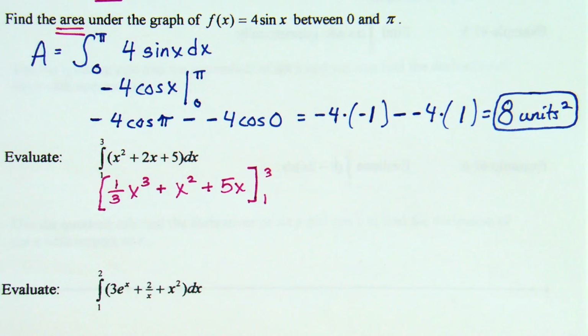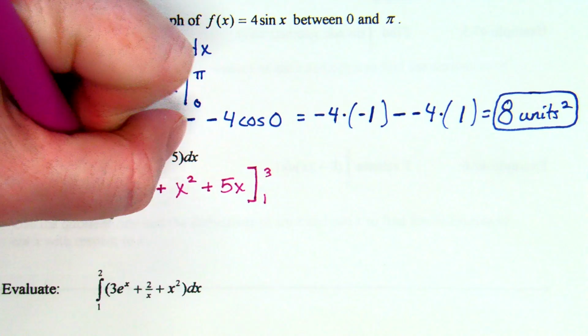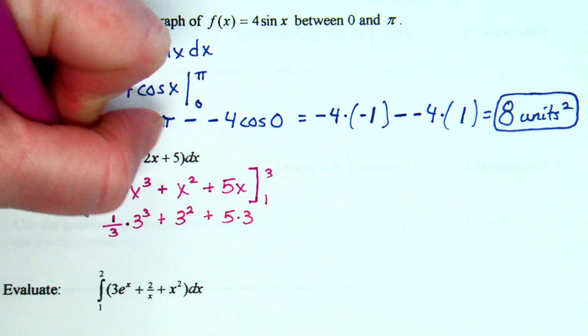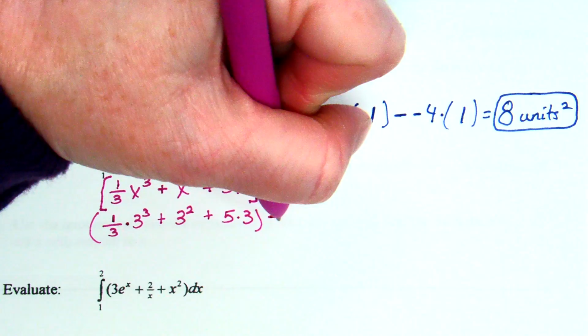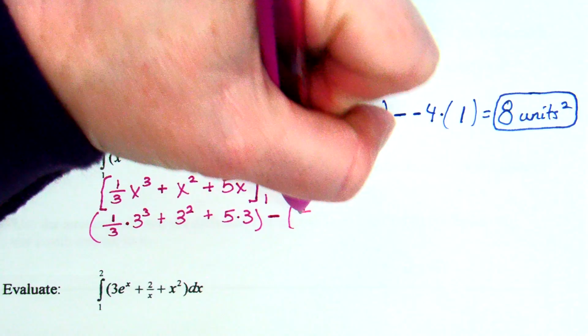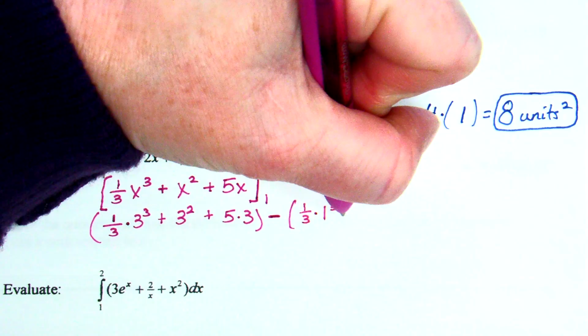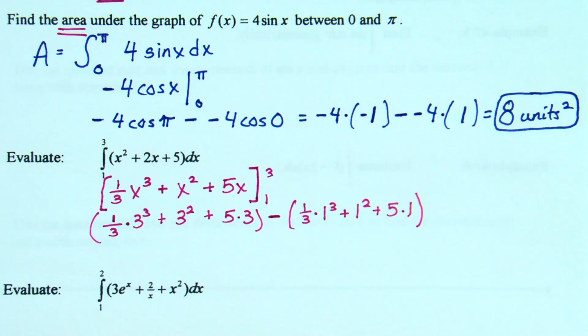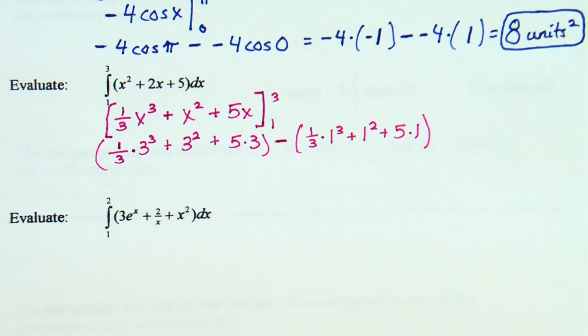Okay, so we're going to plug in 3, get that value, and then minus, and we're going to plug in 1. Okay, so I'm going to write it out, and then we can do this. So 1/3 times 3 cubed plus 3 squared plus 5 times 3. We're going to get that quantity, right? Minus, always minus, then we're going to get this next quantity. So 1/3 times 1 to the third plus 1 squared plus 5 times 1. And that is the math we're doing here.